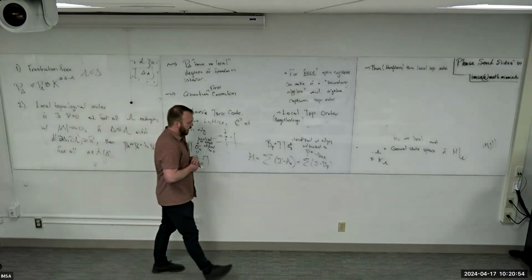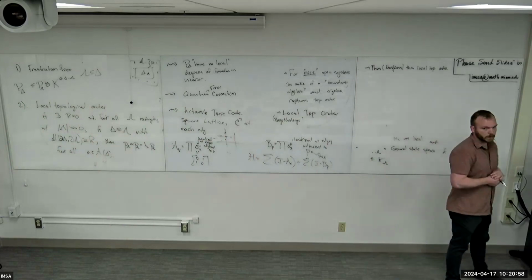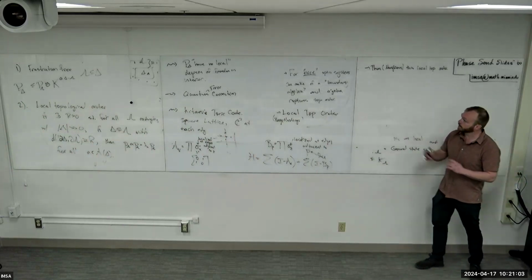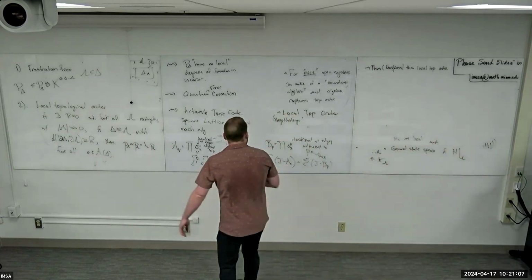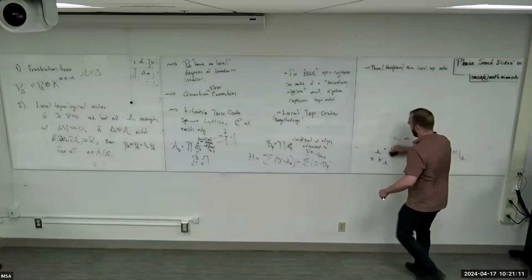It is gapped. Yes, that is true. On Z2, in the thermodynamic limit, yeah, it's gapped, and it satisfies this local topological order condition. Good. So that's the starting point of examples.